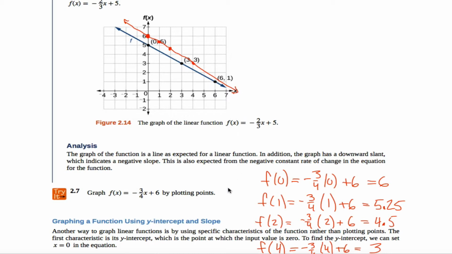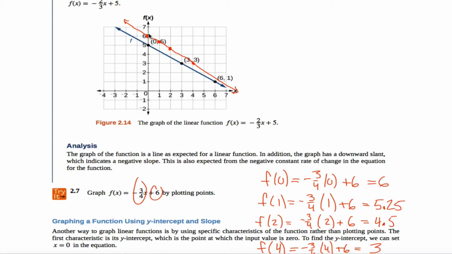Before I call this good, I'm going to go ahead and give a spoiler alert. There's a much, much, much better way to do this problem. Rather than plotting points, this is in slope-intercept form. This is your y-intercept, this is your slope. So start by plotting your y-intercept. Start by putting a point on the y-axis with a height of 6. Hey, there it is right here.